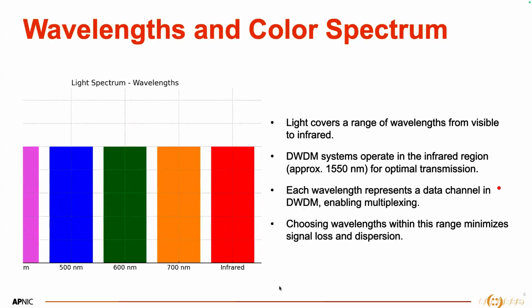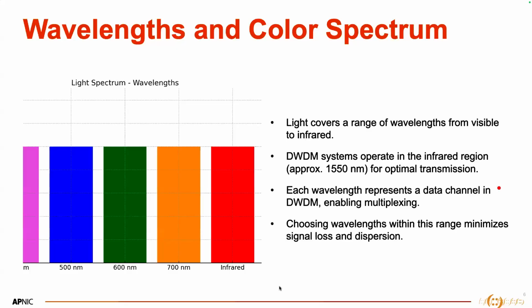So wavelengths and color spectrum. There are visible rays, there are invisible rays. There are some segments of light which we do not see, and some segments of light which we see. We can differentiate between different colors, right? Those colors we are seeing fall into the visible range of the optical wavelength range.